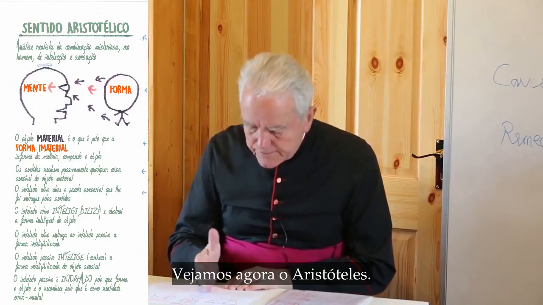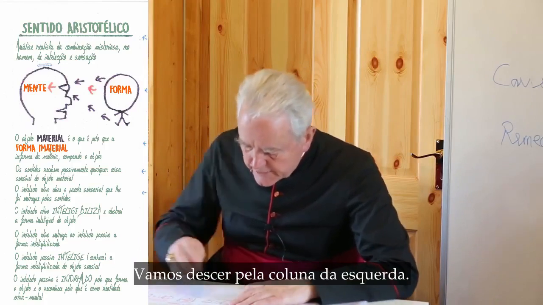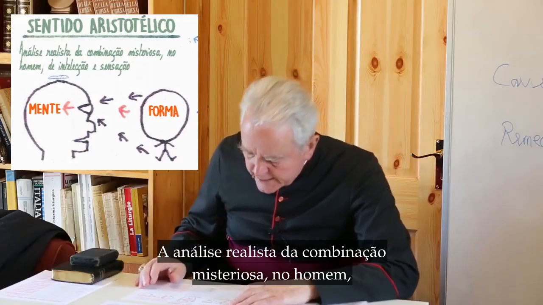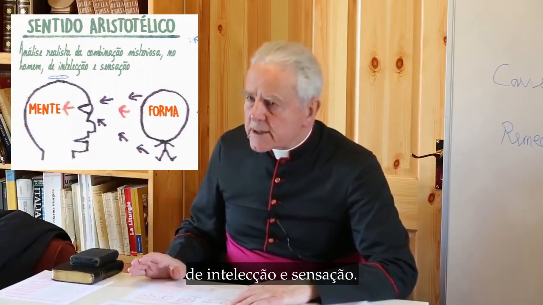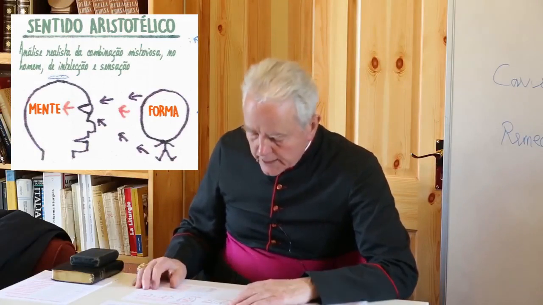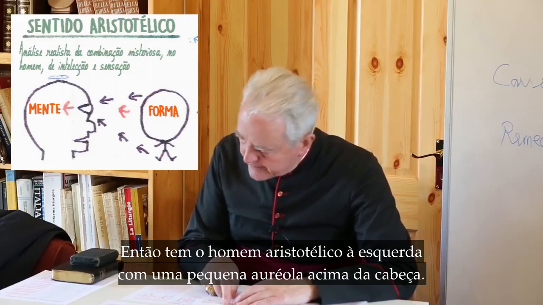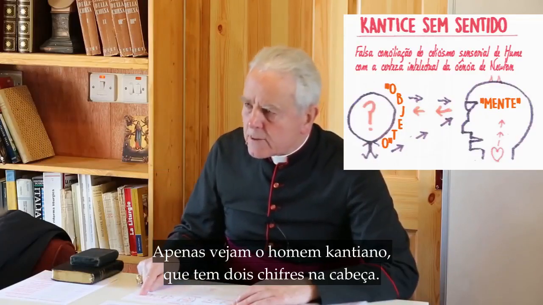turn now to Aristotle. The Aristotelian sense is in green. We come down, we're going to read down the left-hand column. The realistic analysis of the mysterious combination in man of intellection and sensation. Then you've got the Aristotelian man over left with a little halo above his head. Whereas, look, just flash over to the Kantian man and you've got two little horns on his head.